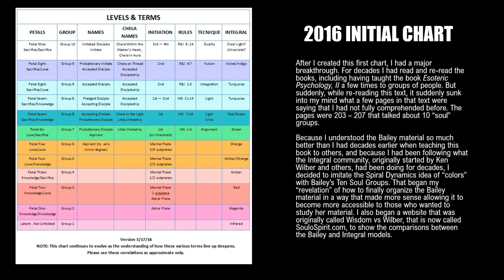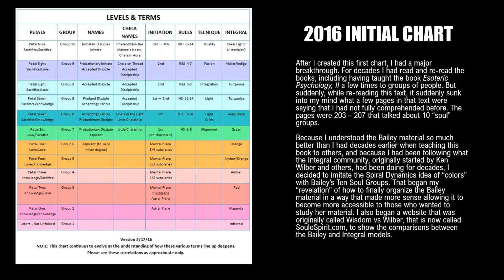Because I understood the Bailey material so much better than I had decades earlier when teaching this book to others, and because I had been following what the integral community, originally started by Ken Wilber and others, had been doing for decades, I decided to imitate the spiral dynamics idea of colors with Bailey's 10 soul groups. That began my revelation of how to finally organize the Bailey material in a way that made more sense, allowing it to become more accessible to those who wanted to study her material.